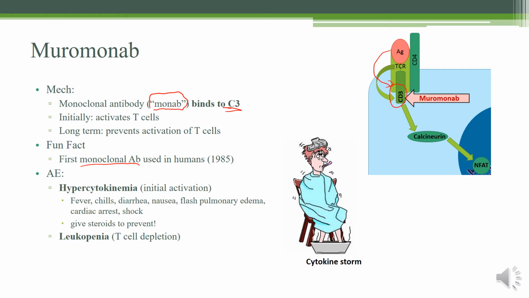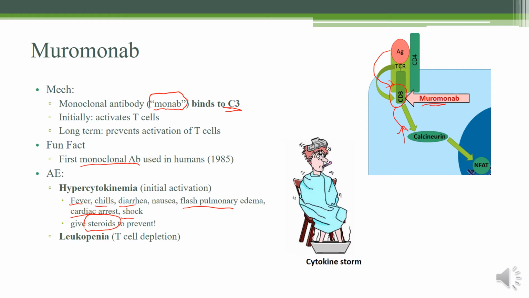The biggest side effect that we have to watch out for is an initial hypercytokinemia. In other words, this antibody over here can actually trigger the CD3 at the beginning, and this will actually increase the calcineurin, and it'll actually make more T cell proliferation, and you get a lot of symptoms as if you're very, very sick, like fever, chills, diarrhea, and maybe symptoms like you're going through septic shock, like flash pulmonary edema, cardiac arrest, and shock. So it's always very important to give steroids to these patients before you give Muromonab.